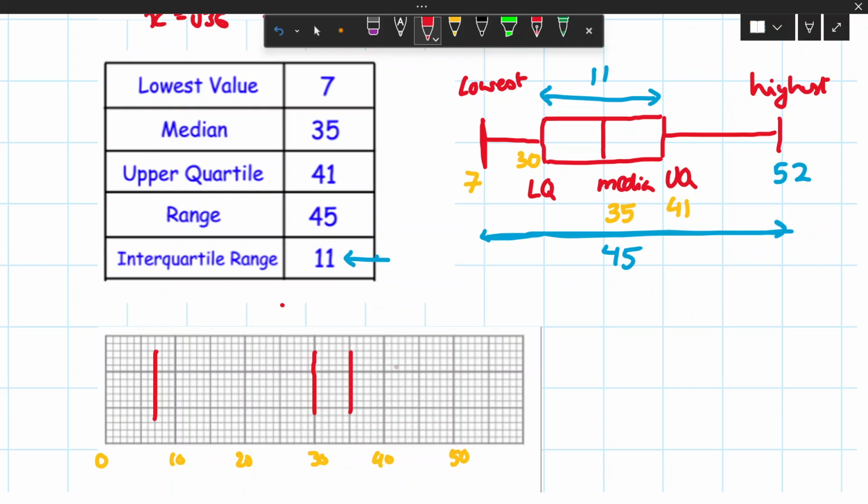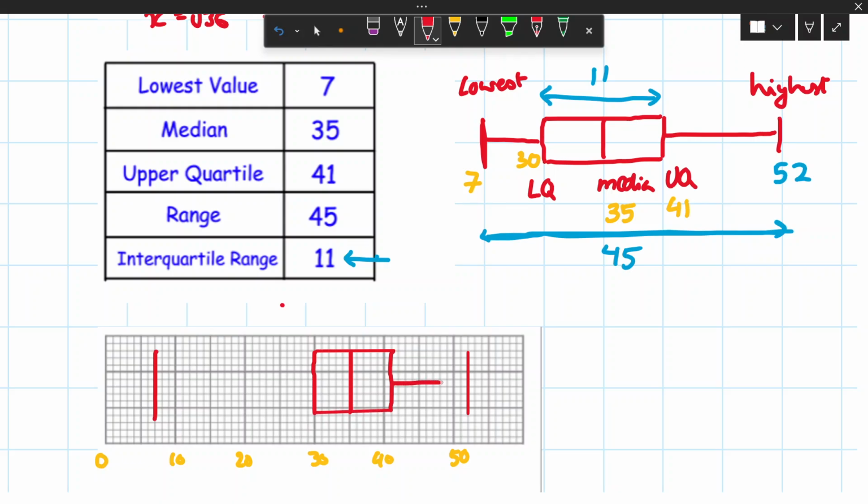35. Next one is at 41. That's okay. We can do 41. Last one is at 52. Okay, that's 52. Now let's join. Okay, yep. Join.